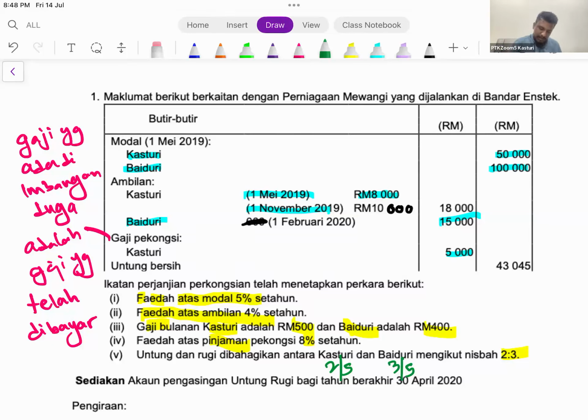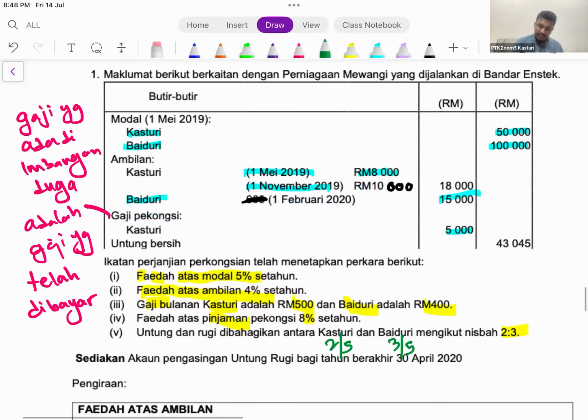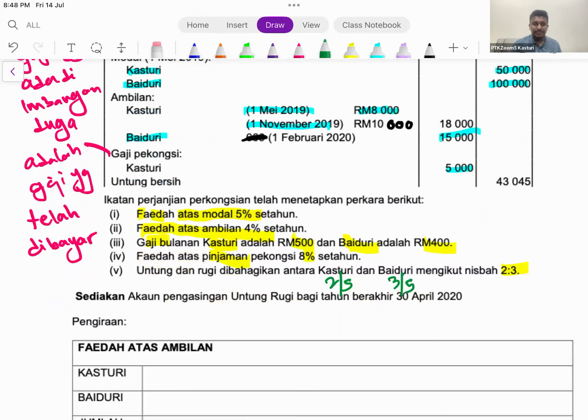Okay. So now akaun pengasingan untung rugi bagi tahun berakhir 30 April 2020. So first, you will calculate the faedah atas ambilan, but I'll give you the formula. What's the formula to calculate the faedah atas ambilan? Kita ambil ambilan darab dengan peratus darab dengan tempoh.